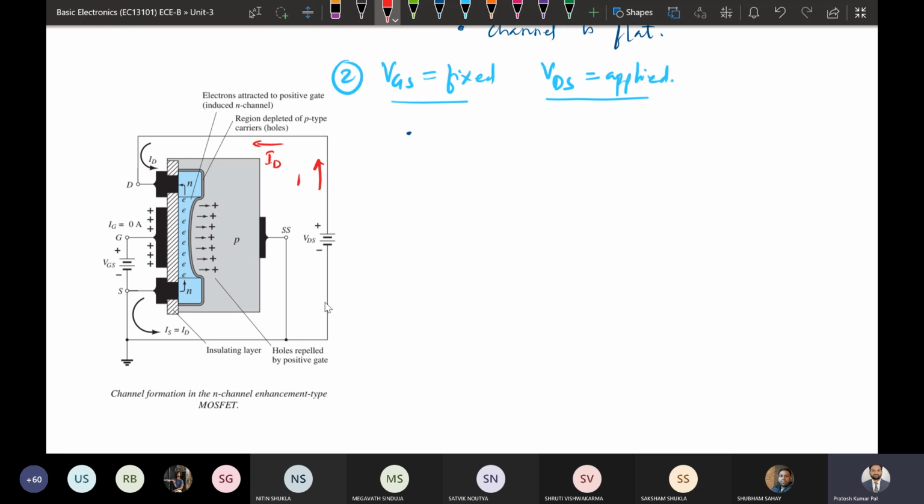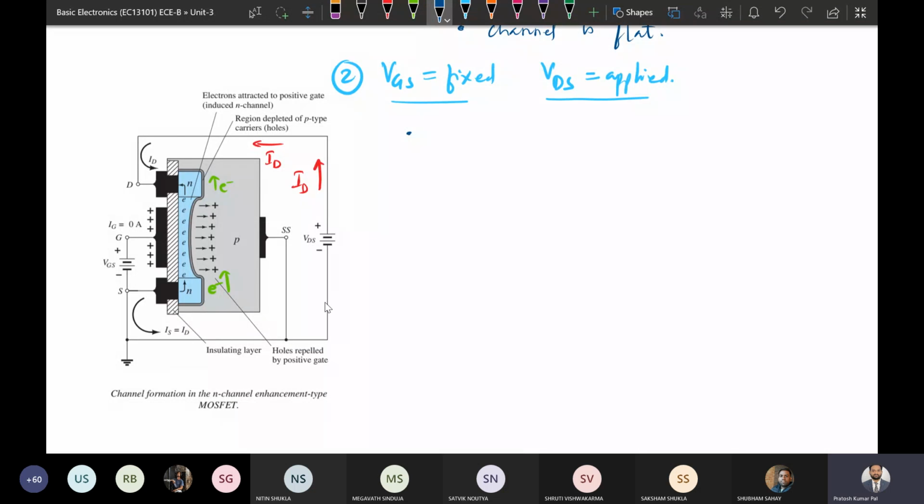that is called ID, the drain current, and the electron direction will be from here to here. That means from source to drain. So the electron direction is from source to drain, and opposite to that, the current direction will be there. This movement of electrons will be taking place as we are going to apply the drain to source voltage, that is positive.